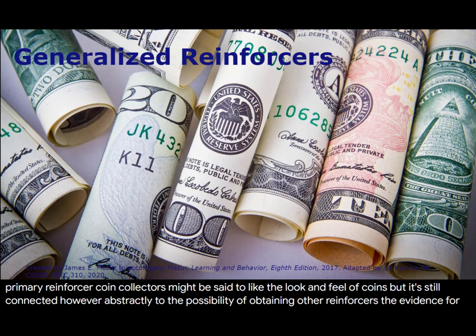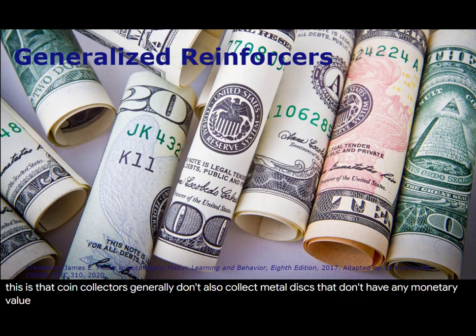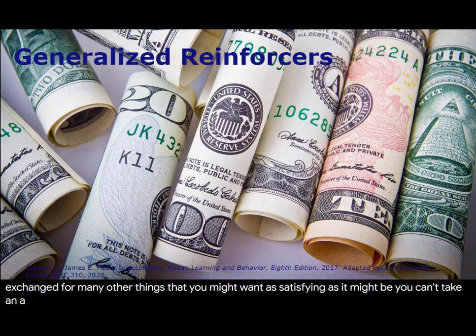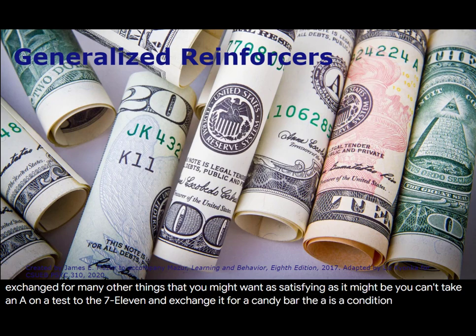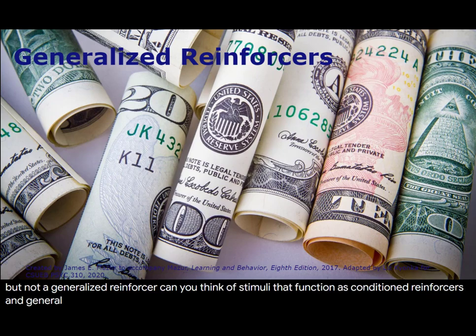The evidence for this is that coin collectors generally don't also collect metal discs that don't have any monetary value. Money is a conditioned reinforcer, but it's also a generalized reinforcer because it can be exchanged for many other things that you might want. As satisfying as it might be, you can't take an A on a test to the 7-Eleven and exchange it for a candy bar. The A is a conditioned reinforcer, but not a generalized reinforcer. Can you think of stimuli that function as conditioned reinforcers and generalized reinforcers in your life?